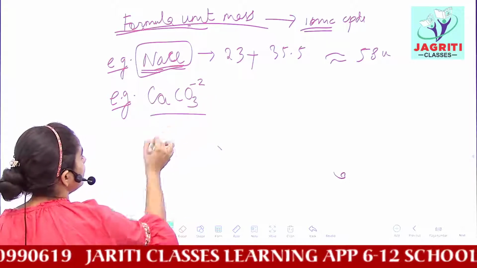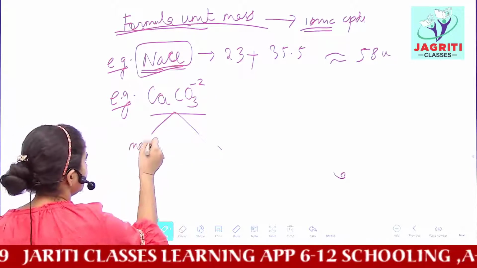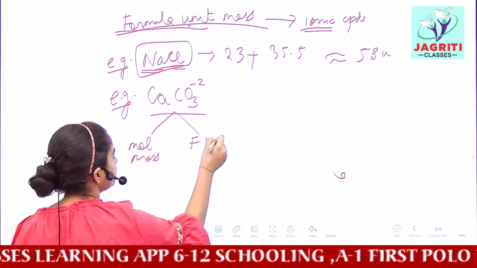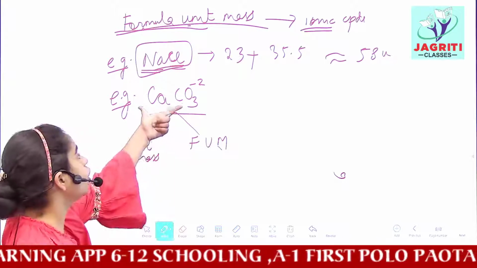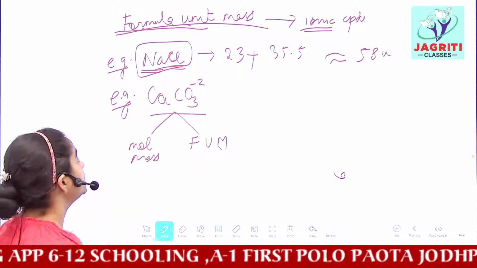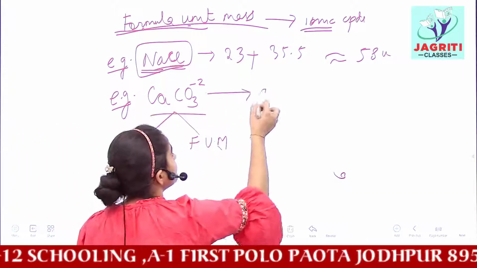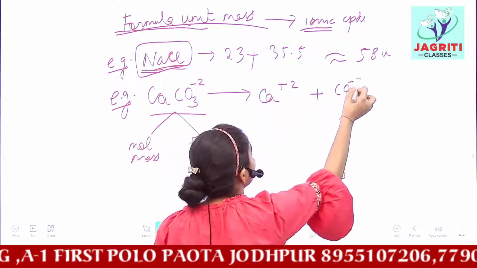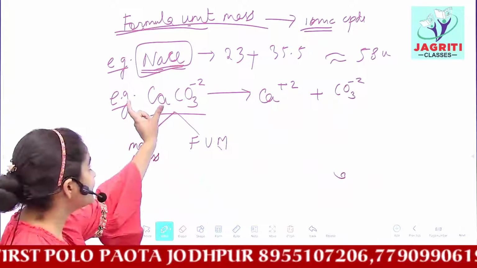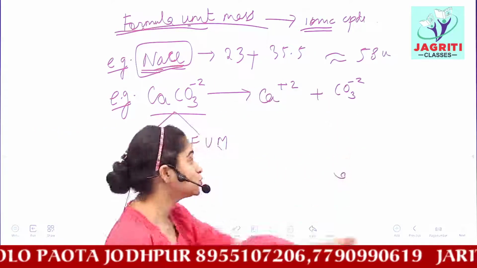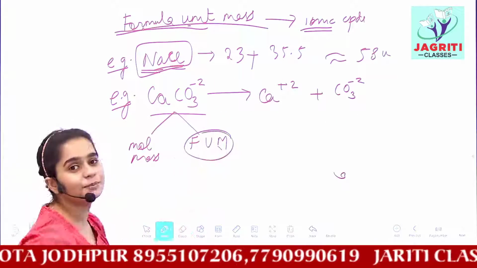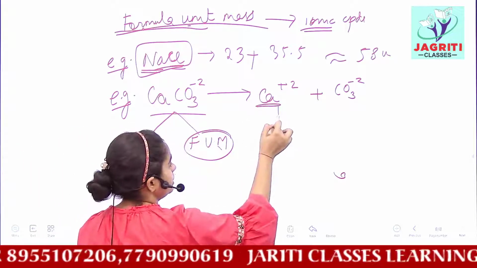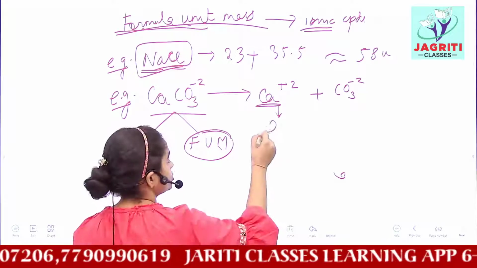Calcium carbonate will have which kind of mass? A molecular mass or a formula unit mass? You see, the given compound calcium carbonate is made up of ions. It is made up of calcium 2 plus and carbonate 2 minus ions. So because calcium carbonate is made up of ions, we say that it has a formula unit mass. But the method to calculate is the same. The mass of calcium here would be 20.